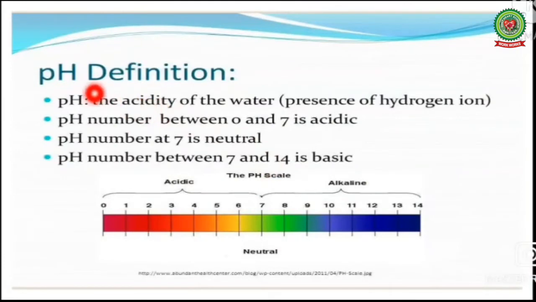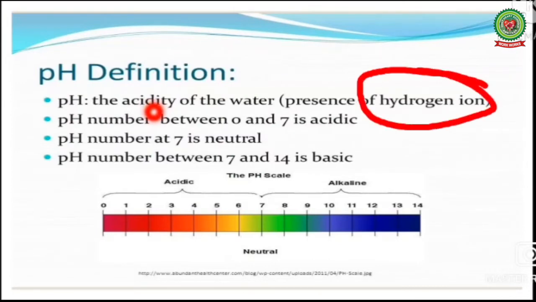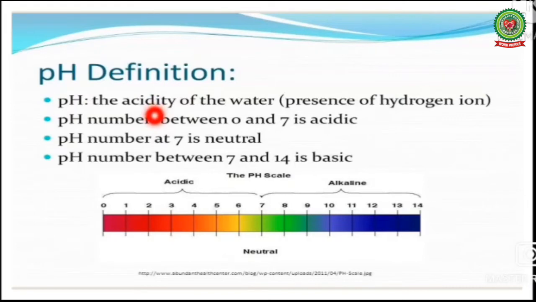Next water indicator is pH. Students, pH is the measurement of hydrogen ion concentration in water and is commonly used to describe the acid or base balance of water. A pH of 7 represents that water is neutral. A pH number between 0 to 7 is acidic and pH number between 7 to 14 is basic.